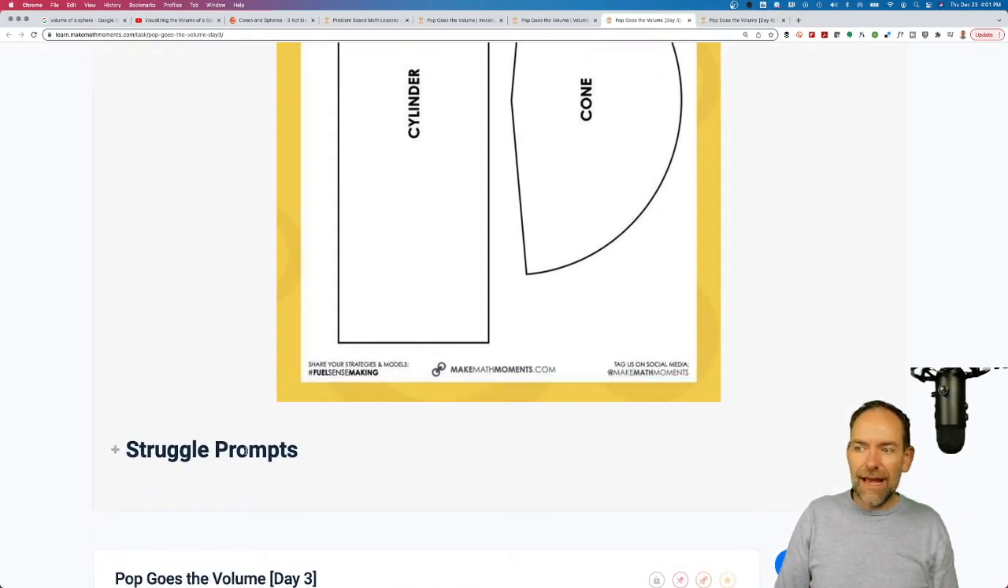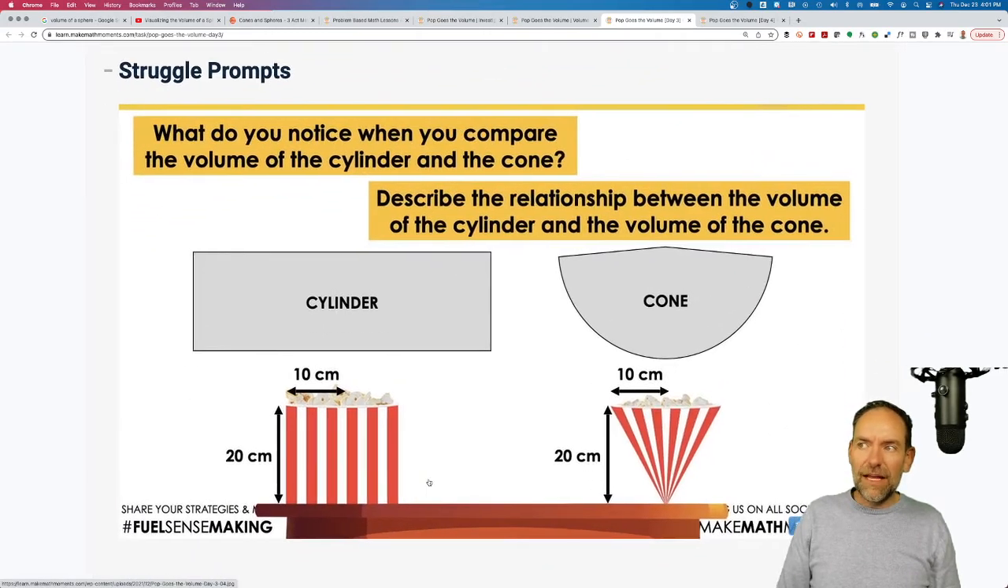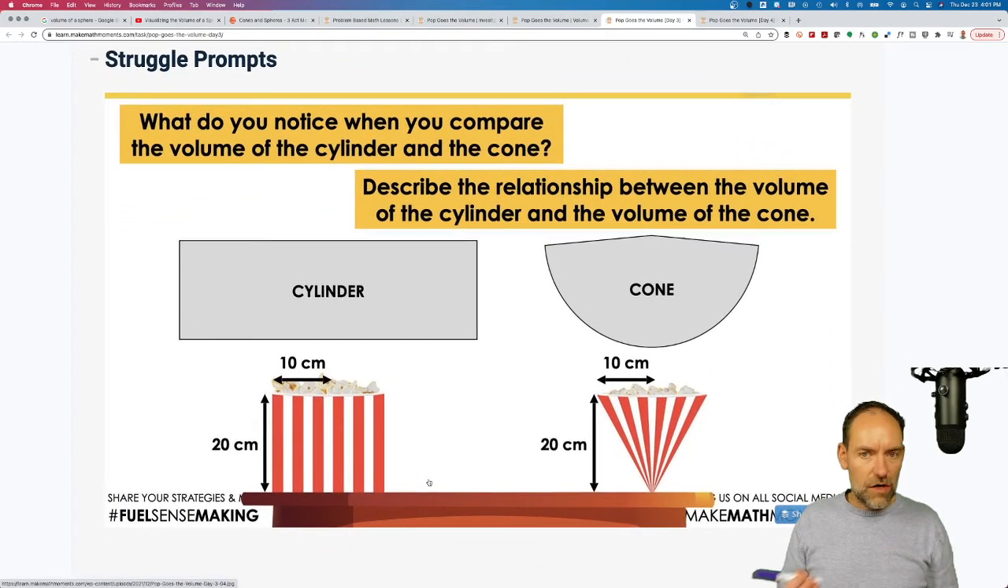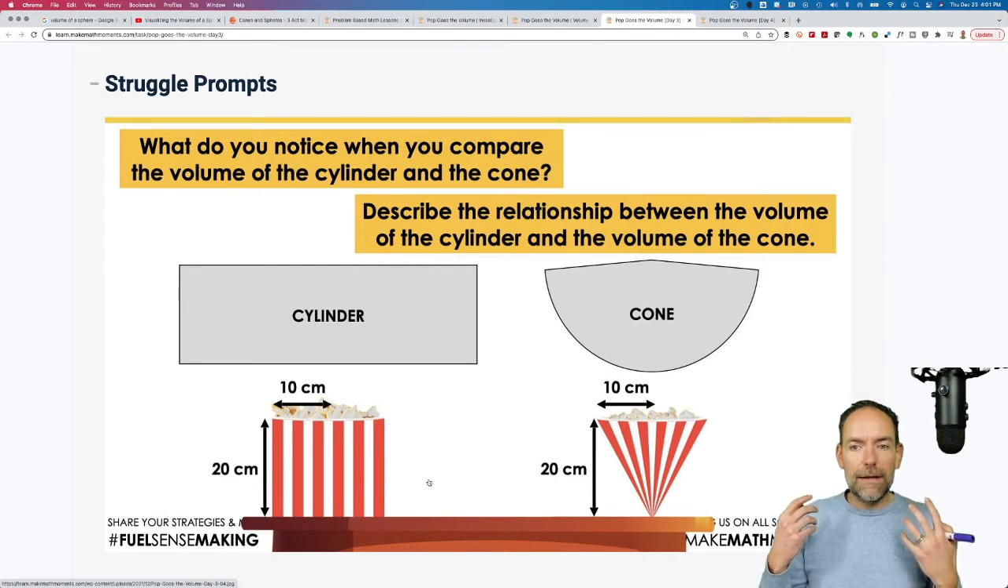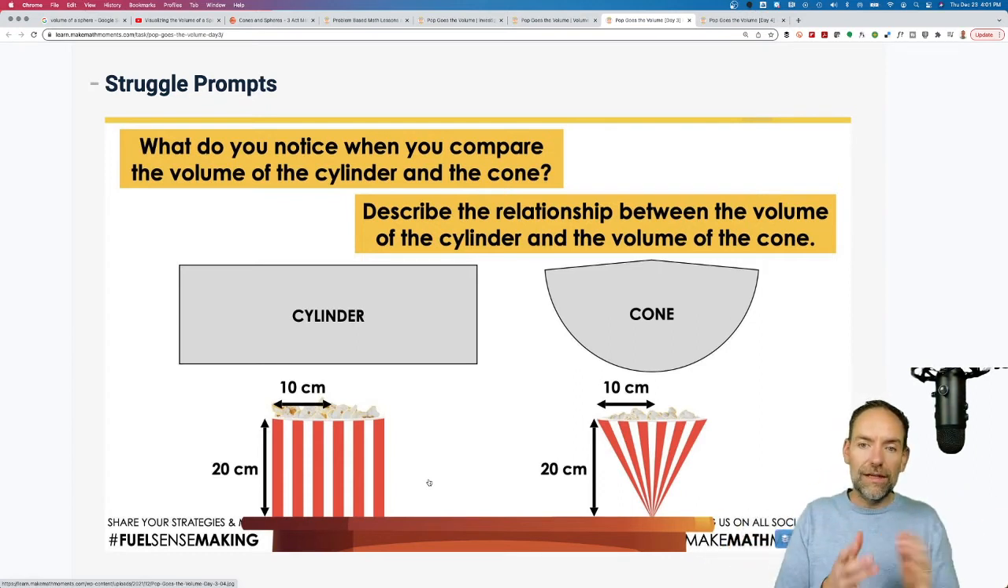We let them do that, and ultimately we're asking them, what do you notice when you compare their volumes? How much more volume does the cylinder have than the cone? The goal is for them to land on this epiphany that the cone with the same radius and the same height has 1/3 the volume of the cylinder, which means the cylinder has 3 times the volume. And you start to see this ratio relationship, this 3-to-1 volume relationship between a cylinder and a cone.